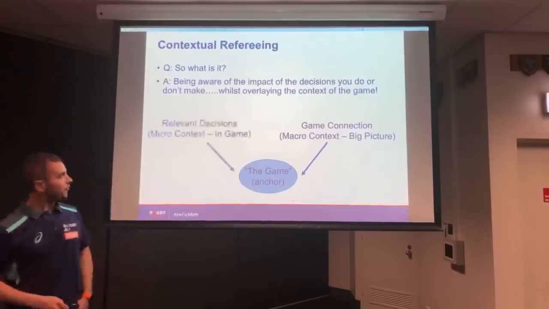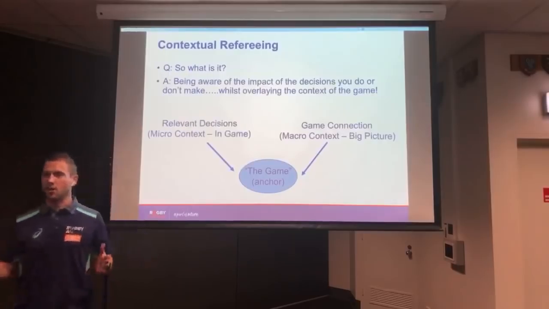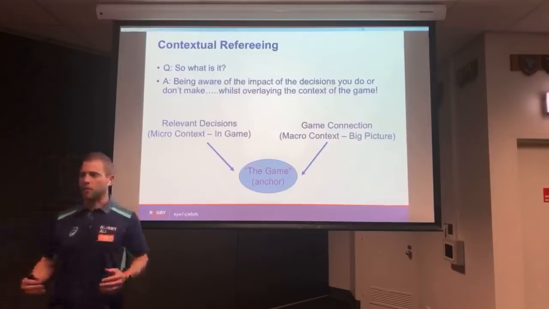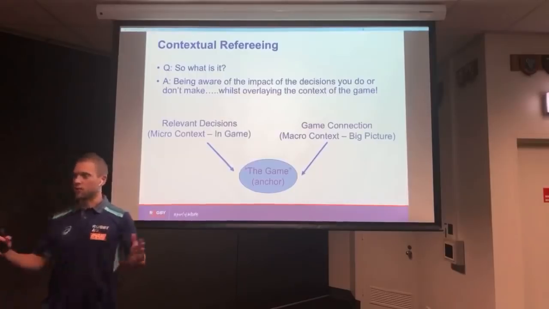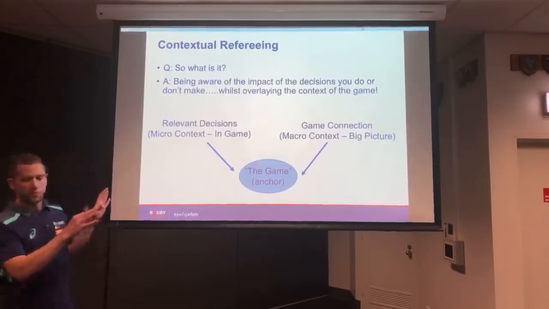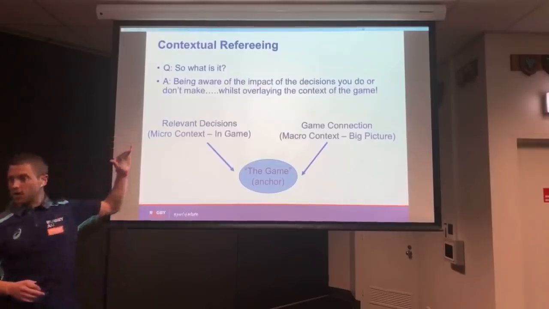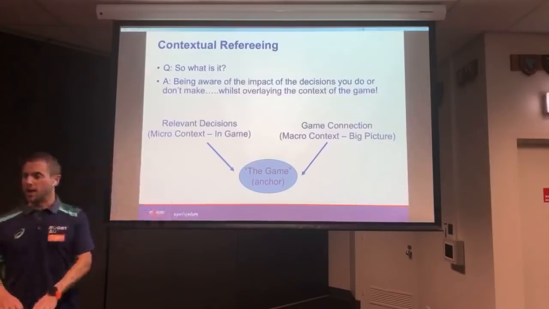We can also look at the game from an in-game context or decision-to-decision perspective. So at the moment, we're setting a scrum, and I have to make a decision about the scrum. I've got an engagement sequence. There could be a collapse on the hit. So the micro context is very much your in-game decisions versus your out-of-game decision or big-picture decisions. So this really forms the basis of what contextual refereeing is about. It's firstly about the awareness piece, and then it's about drilling down to the higher level side of things and then down into the more micro decision-to-decision perspective.